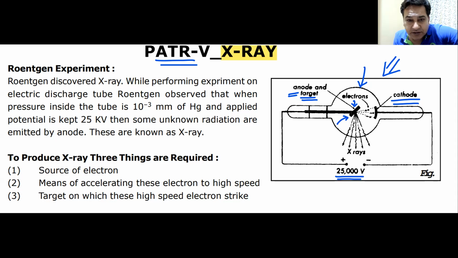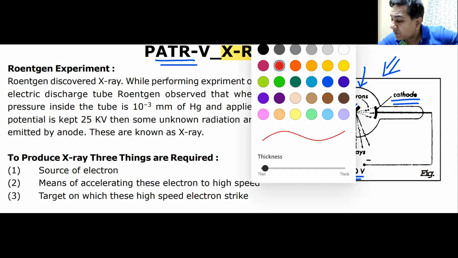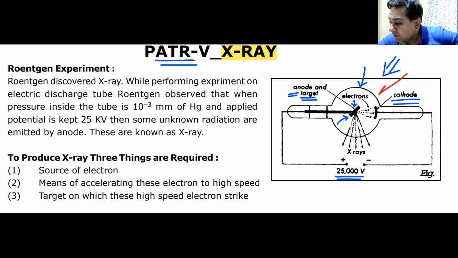So this is the Roentgen experiment. Now, what is the Roentgen experiment? What did he discover? He has a tube, sort of a vacuum tube, which has a very low pressure inside. The pressure inside this tube is around 10 raised to the power minus 3 mm of Hg, which is very less, very close to vacuum. Do we understand that? Yes, sir.